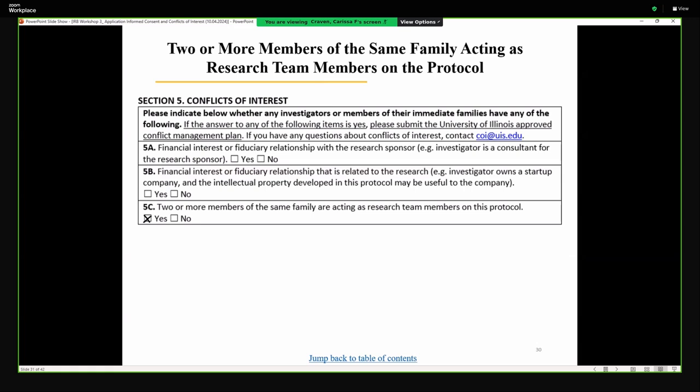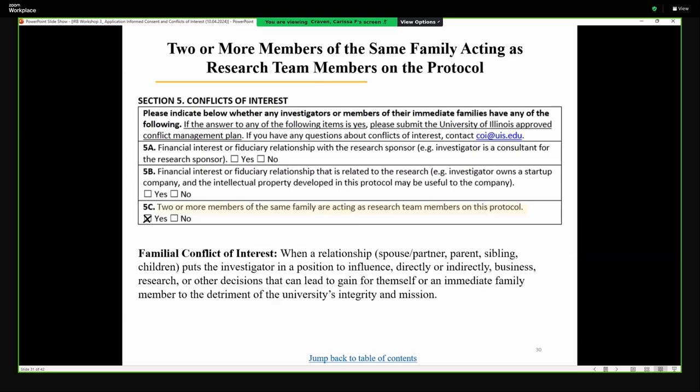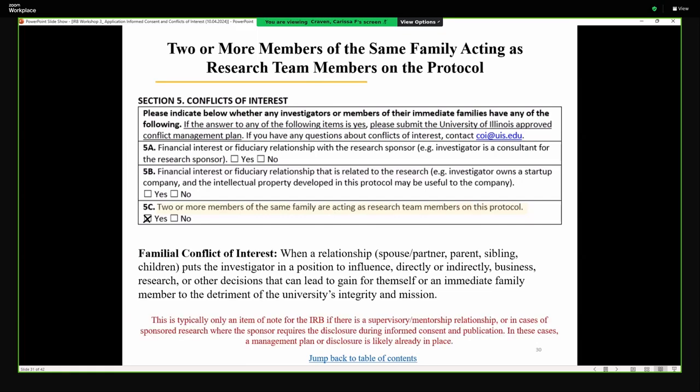And then probably the more common one we see is that family members are doing research together at UIS. This is not necessarily a problem. It's just if you are in a position to gain them access to something they might not otherwise have had access to, it might look like favoritism. That could be to the detriment of the university's integrity or mission.